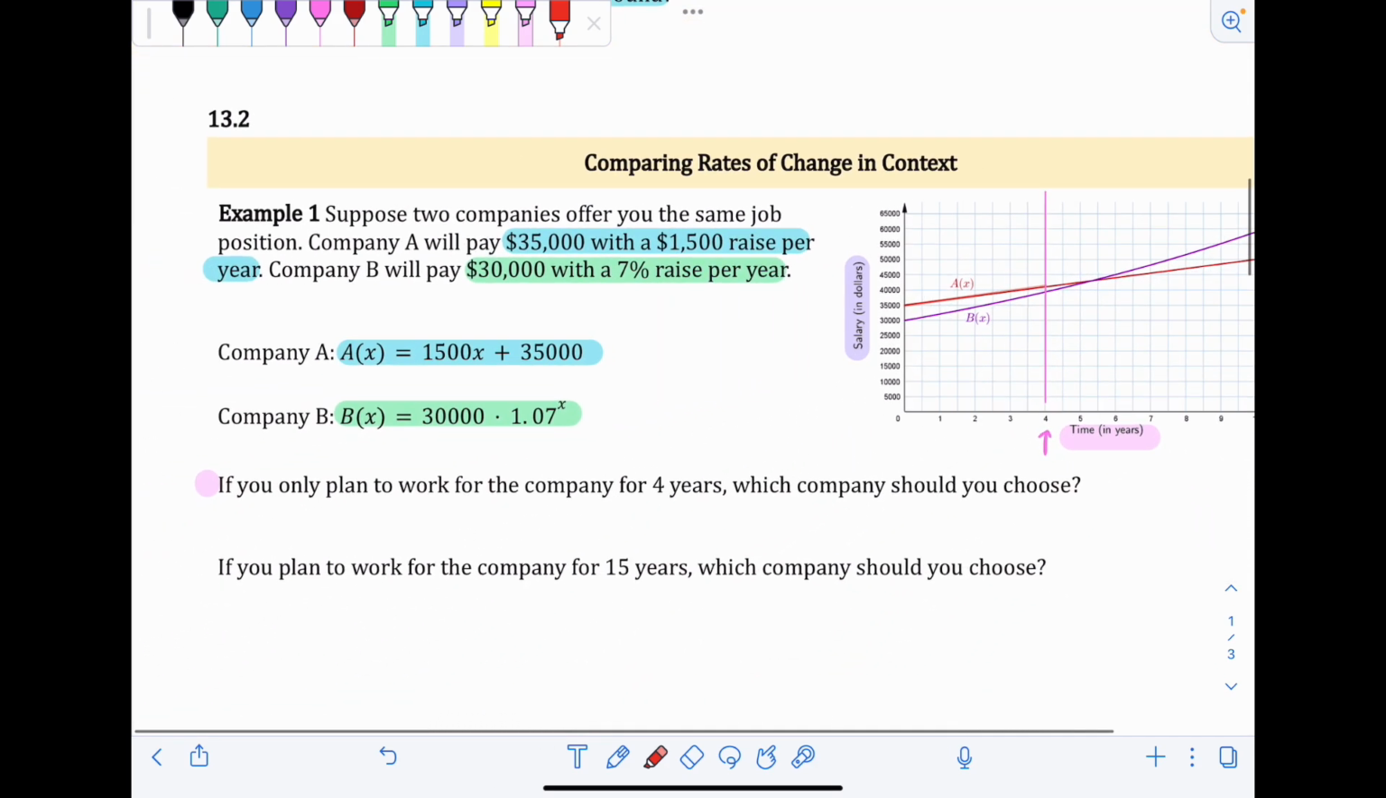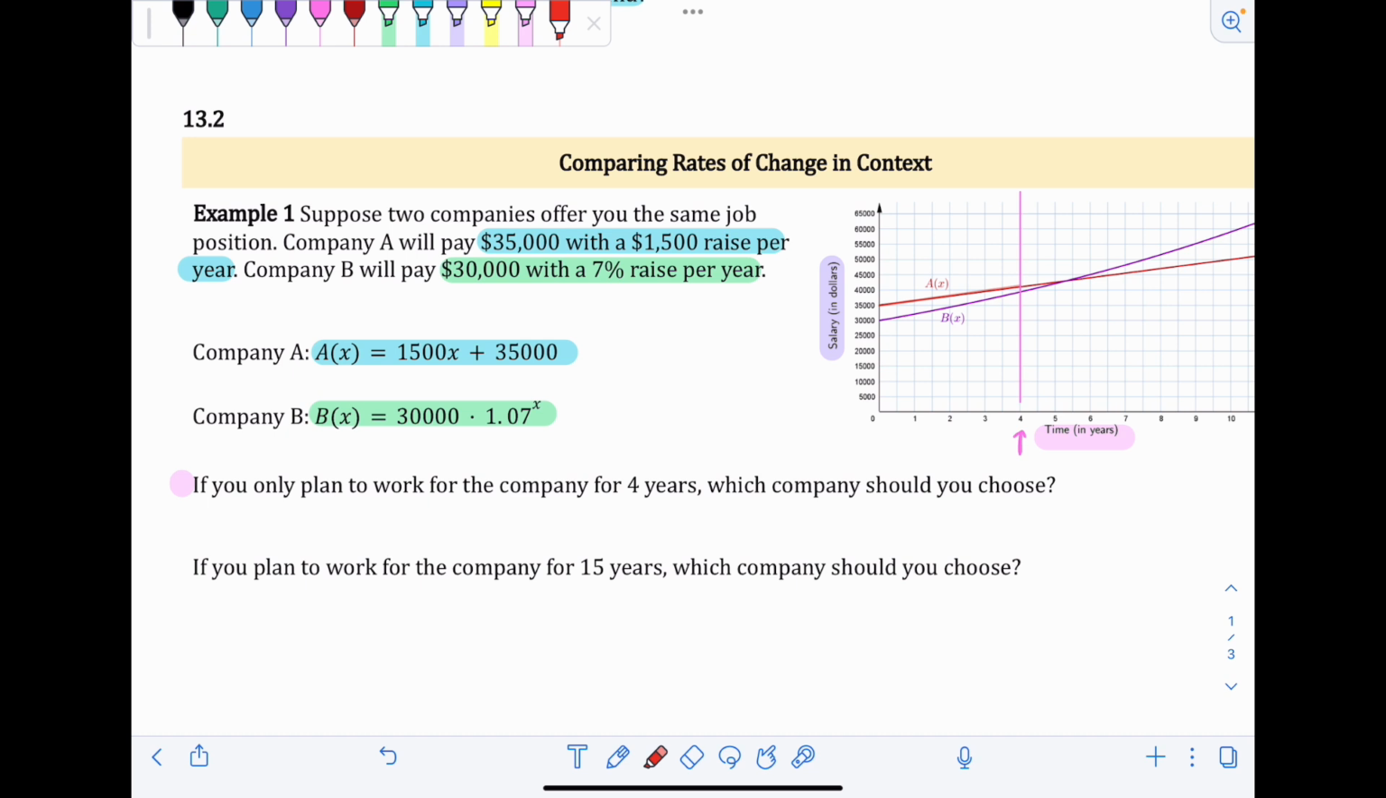So if we only plan to work for the company for 4 years, which company should we choose? We should choose company A because we're going to make more money over that 4-year time frame with company A than we would with company B, because company B is down here versus company A was up here.